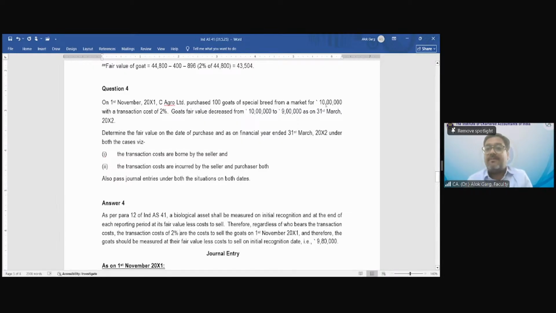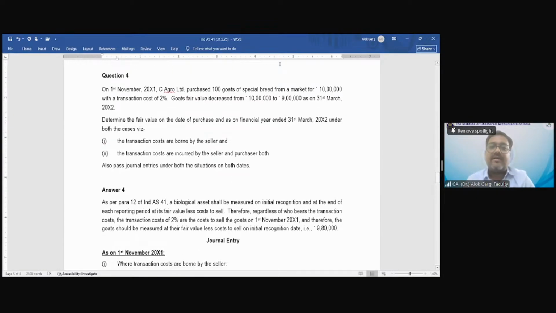So, what is the price? 10 lakh rupees. What is the transaction cost? 2%. 2% of 10 lakh is 20,000, right? So first of all, let's discuss the accounting entry and the value on the date of initial measurement.